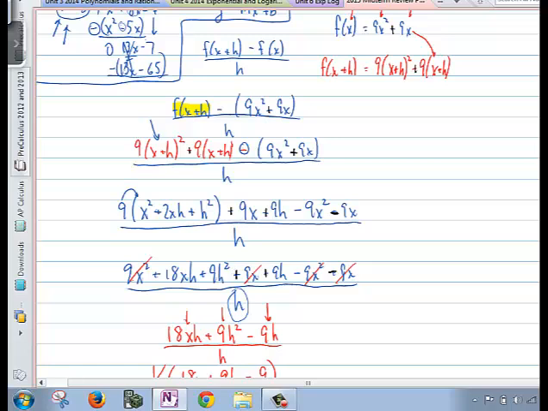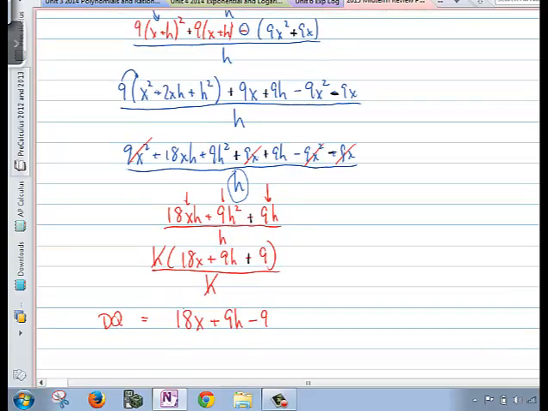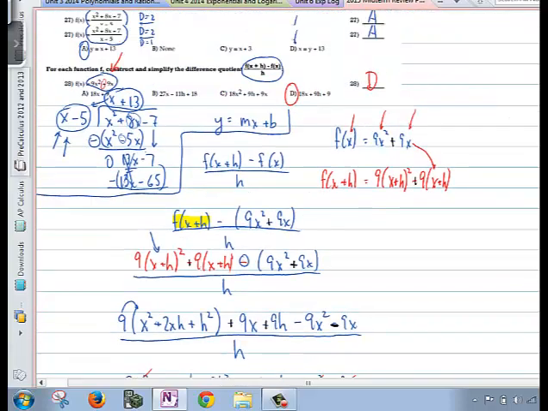And then the resulting cancellations, they still work. So I have 9x squared minus 9x squared. 9x and 9x still cancel. And as a result, my final term here is plus. My final term here is plus, and my difference quotient would have been the answer matching D.